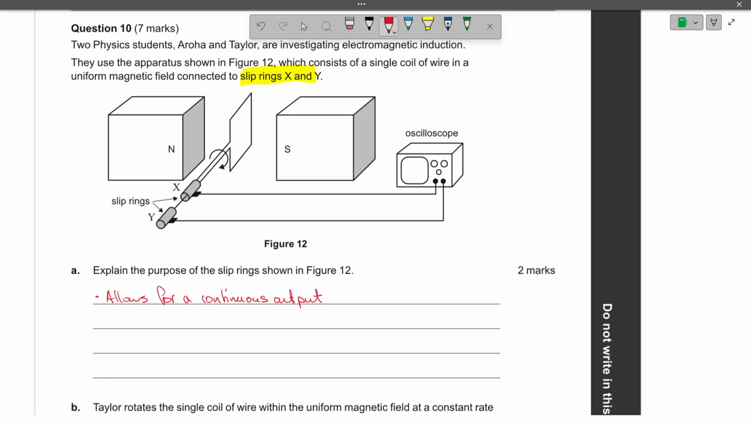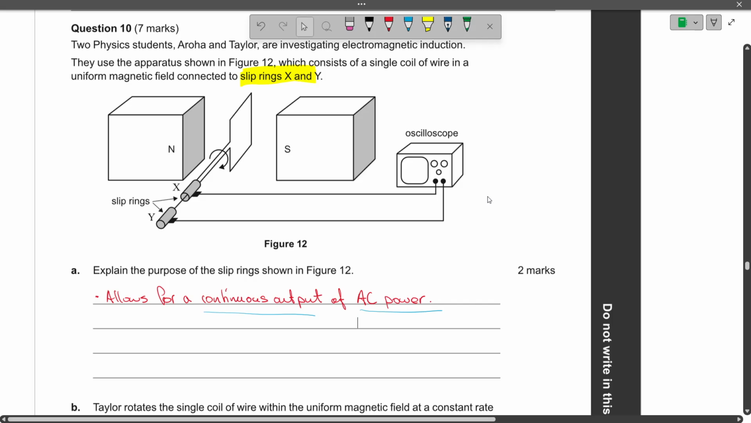And also the second thing that we're looking for, it's a continuous output of AC voltage or power or whatever they're looking for. Okay, I'll just say AC power. So it's those two things, continuous output and AC power. I think that's the main things that they're looking for in a response like that.